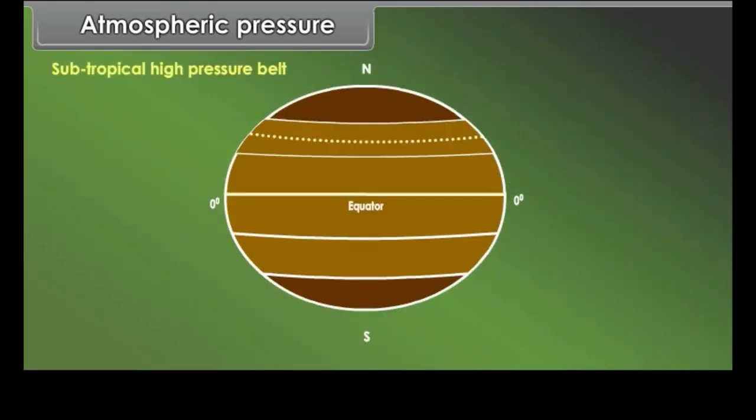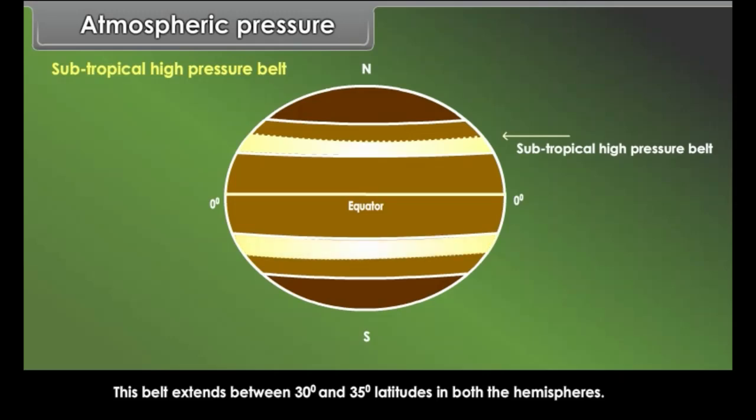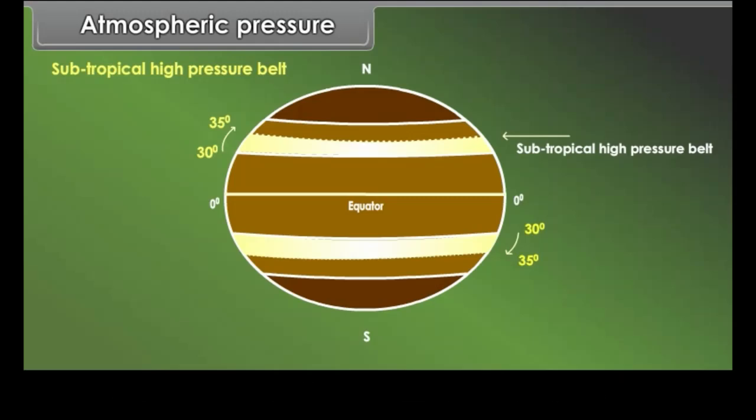Subtropical high pressure belt. This belt extends between 30° and 35° latitudes in both the hemispheres. Here, the winds are comparatively dry and calm. This is a zone of descending winds and wind divergence. This region or belt is often referred to as horse latitudes.